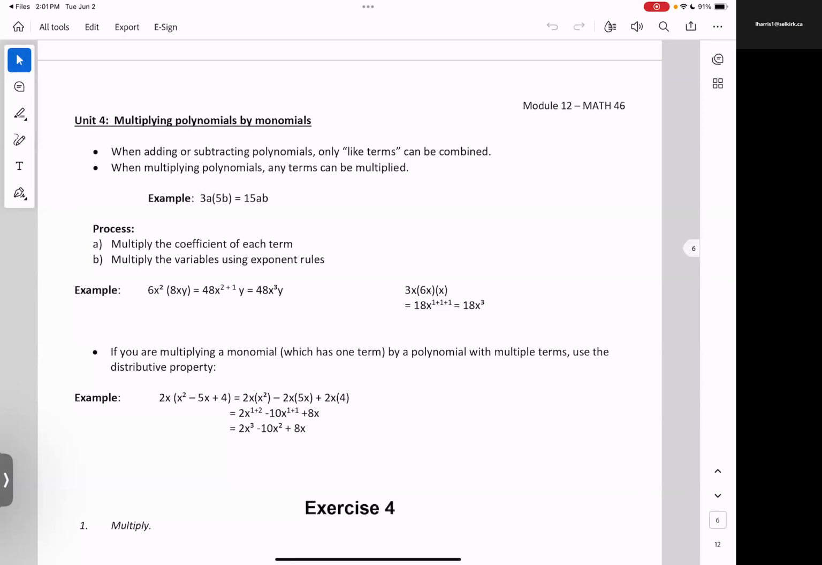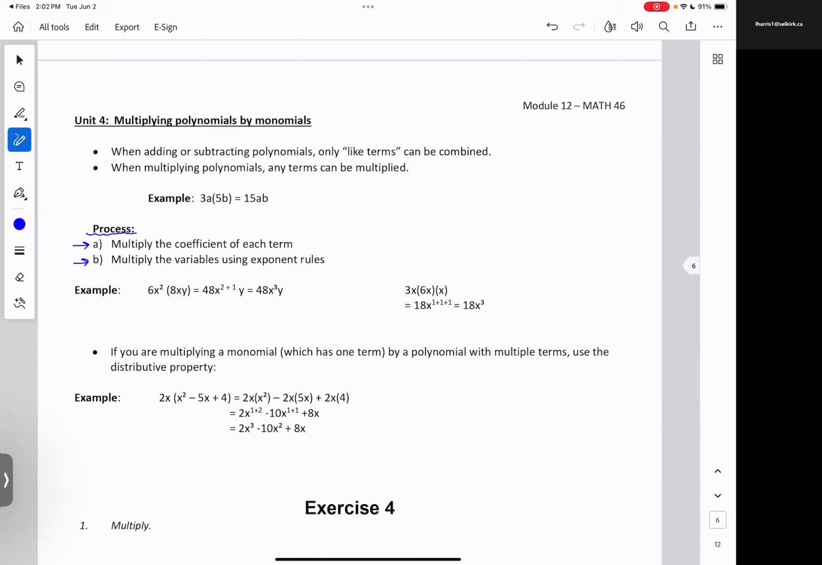So now let's move into multiplying polynomials. Remember when we added or subtracted polynomials, we could only combine our like terms. The beautiful thing is now that we move into multiplying, we can multiply any two terms together. So to multiply, you're going to follow this process here. We're going to multiply the coefficients, so the numbers of each term, and then we're going to multiply our variables using those exponent rules we learned in the last unit.